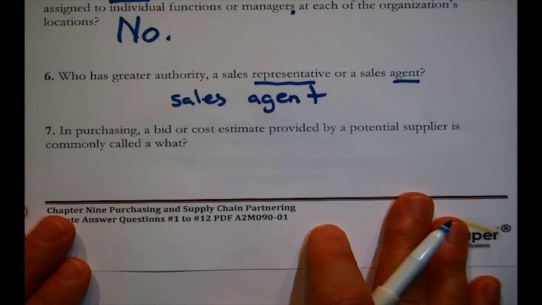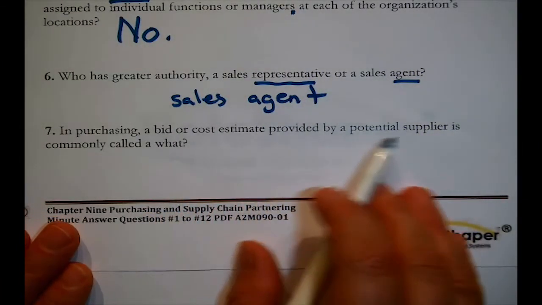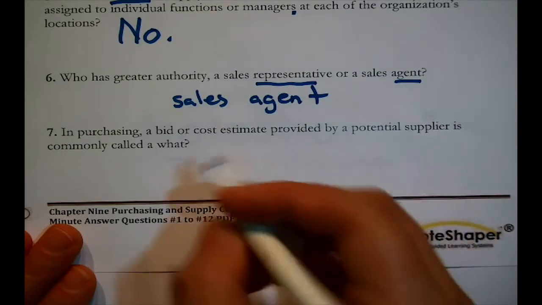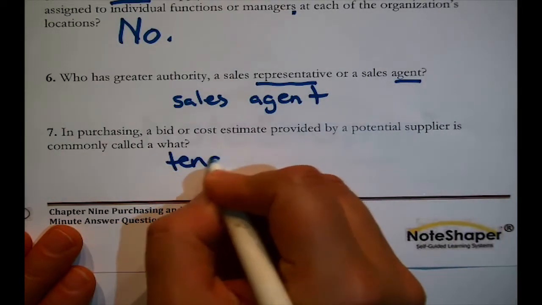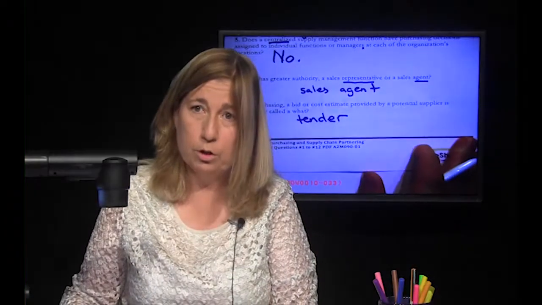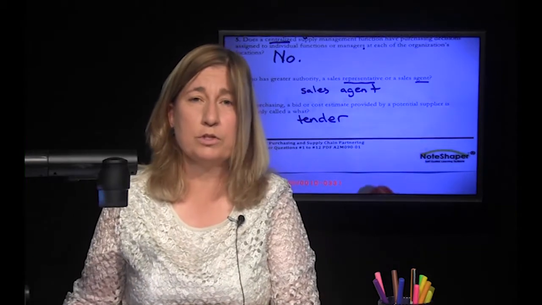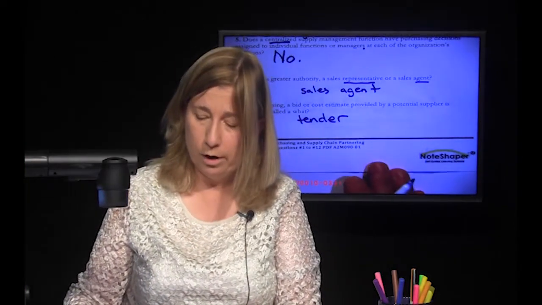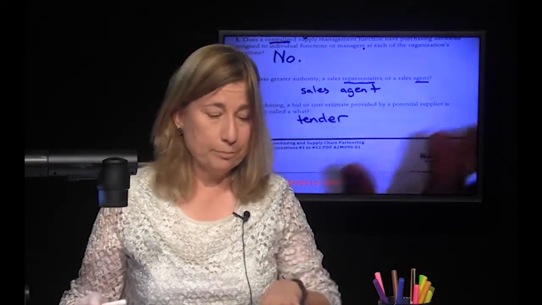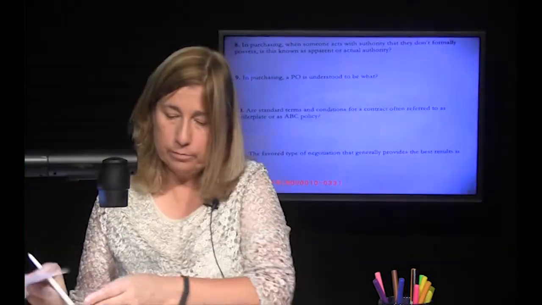In purchasing, a bid or cost estimate provided by a potential supplier is commonly called a what? Important term in purchasing and procurement. We don't yet generally use in conversation. A bid or cost estimate is a tender. Oh, now, wait, it wraps around to the next page.